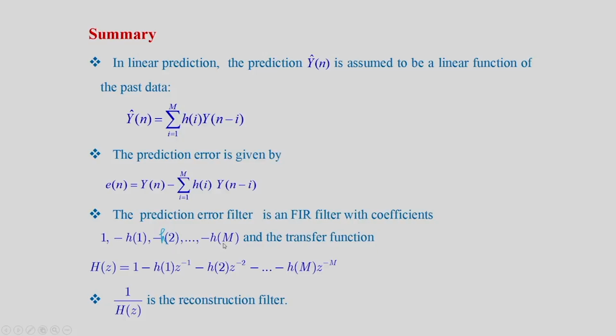minus h_1 corresponding to the first term, minus h_2, etc. up to minus h_m. And the corresponding transfer function will be given by H(z) equal to 1 minus h_1 z to the power minus 1 minus h_2 z to the power minus 2, etc., up to h_m z to the power minus m. This is the transfer function of the prediction error filter. And once we have H(z), we can use 1 by H(z) as the reconstruction filter. This inverse filter is used to reconstruct y[n] from the error sequence e[n].